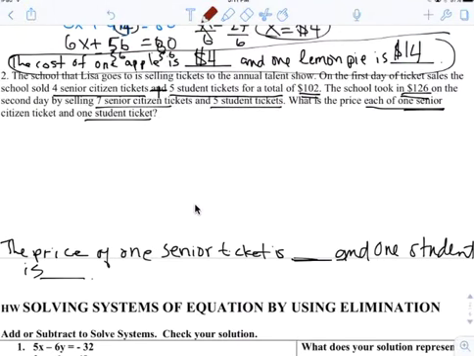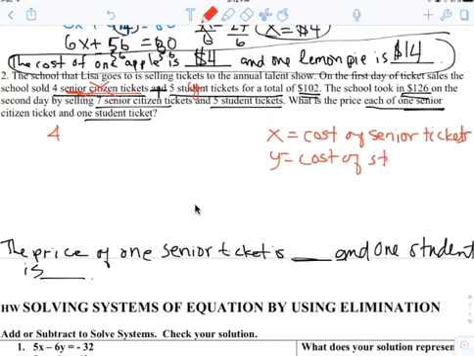Okay, so 4 times the number of senior citizen tickets plus 5 times the number of student tickets. We better make that y though. Can't use the same variable y. So x then represents the cost of senior tickets. Y then is the cost of student tickets.